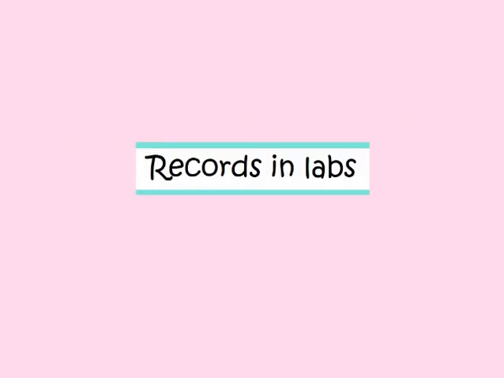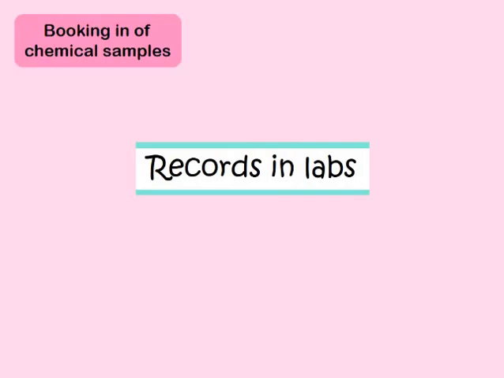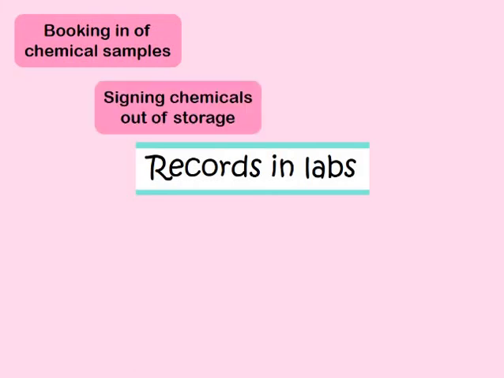Okay, so the sorts of things you need to have in a proper working lab is some information on the booking in of chemical samples. So if something arrives, you need to make sure that that's recorded somewhere. If any chemicals leave storage, that needs to be signed out somewhere again. So you don't want to have a situation where chemicals are going missing and no one knows about it. Okay, we need to have an idea of who's taking anything out and when it was.